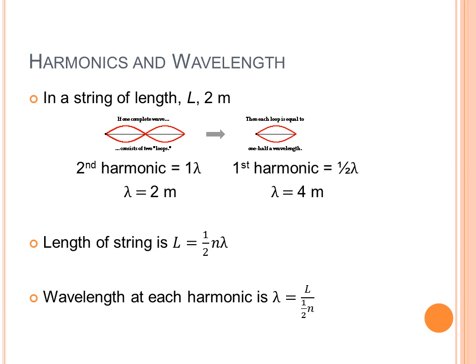We can go throughout this pattern, and if you are in pre-calc doing sequences and series, I highly encourage you to write out this pattern and try to derive the formula that's shown below. Ultimately, we know that the length of a string for any standing wave is equal to 1/2 times n, which is your harmonic, times the wavelength of the wave at that harmonic. We're actually going to use the equation below that: the wavelength of each harmonic can be calculated by the length of the string divided by 1/2 times the harmonic that you're currently vibrating at.